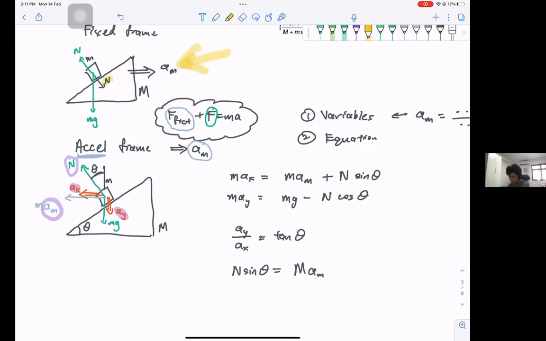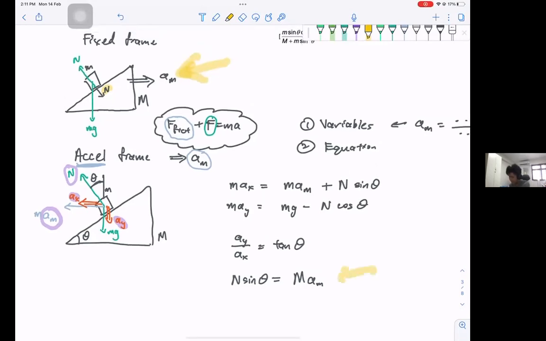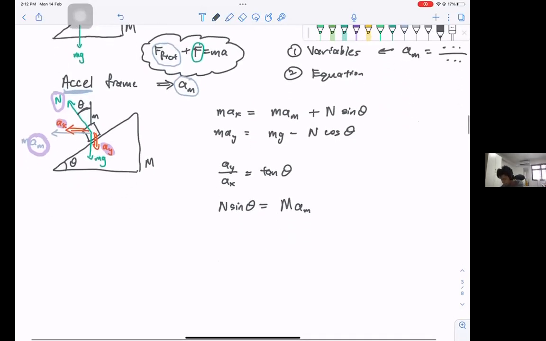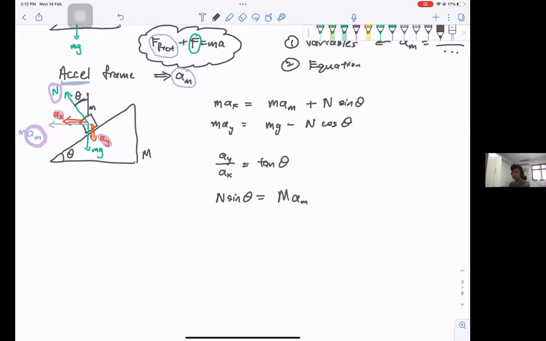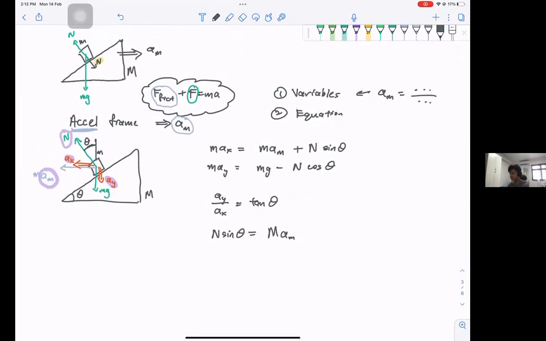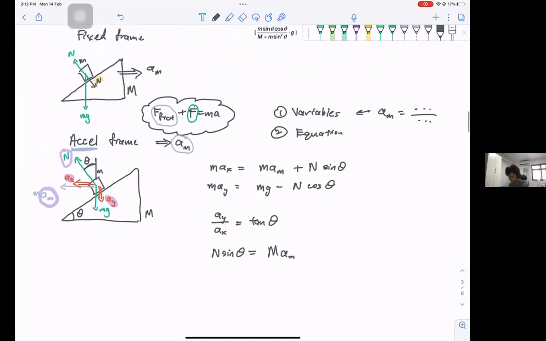Right? So the last equation does come from the fixed frame, which is why we started off by drawing the fixed frame diagram. Just because we're doing accelerating reference frame doesn't mean that we can completely forget about the fixed frame. Often we have to reference back to the fixed frame, the lab frame, because that's where we can get our AM, our non-inertial force.